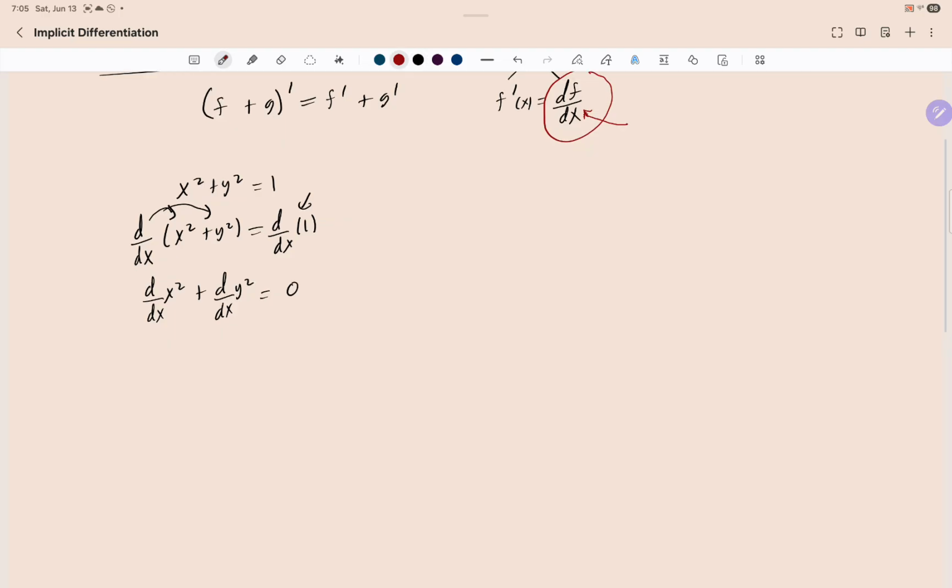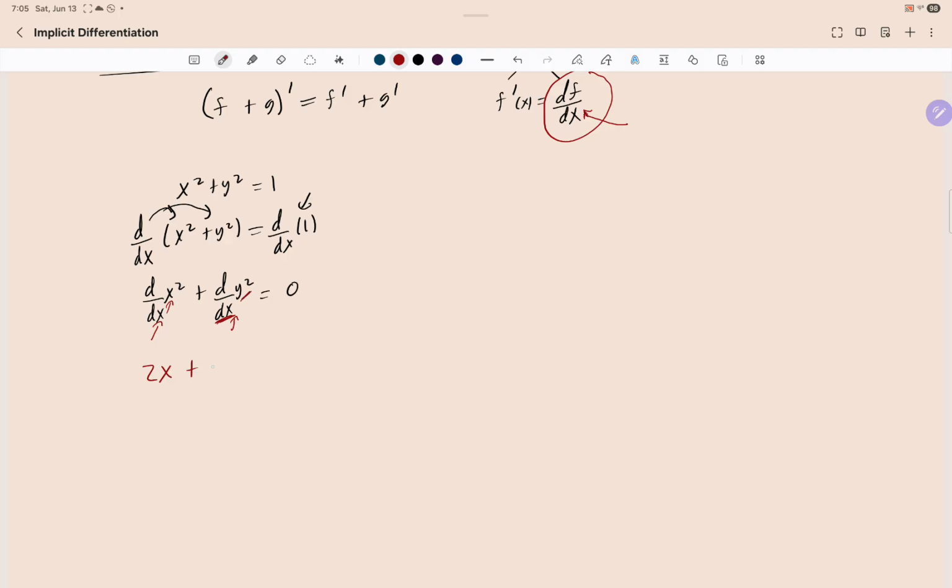Now I want to point something out for this next step. Notice that these variables are the same. When you are doing implicit differentiation, if the variables match, you differentiate as normal. So the derivative of x squared is just 2x. Cool.